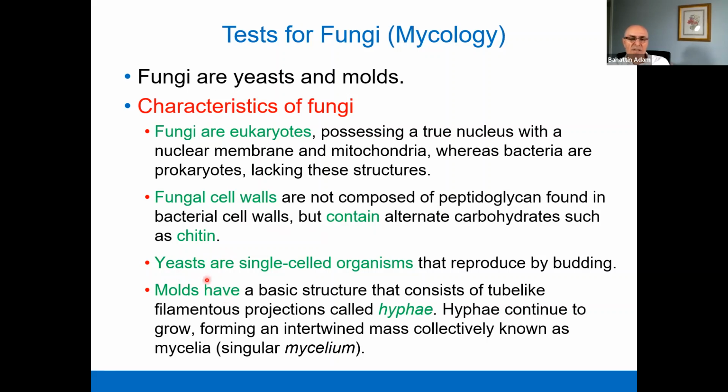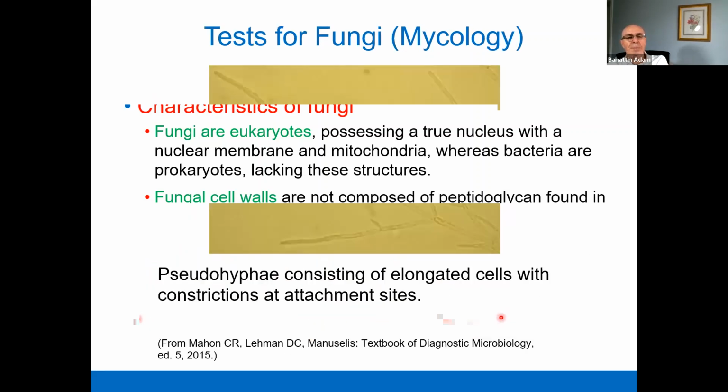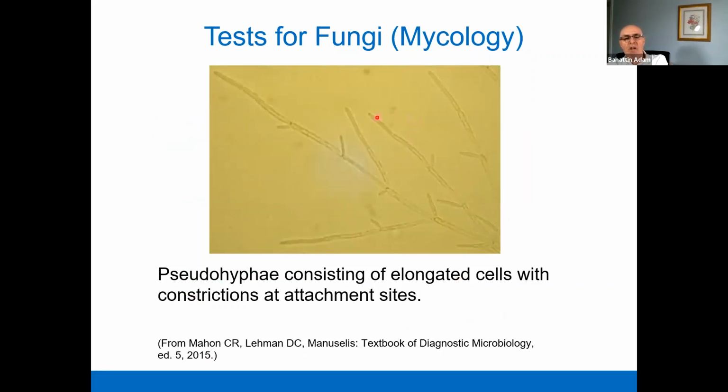Okay, yeasts are single-celled organisms that reproduce by budding, and molds have a basic structure that consists of tube-like filamentous projections called hyphae. Now I am going to show you hyphae here. A pseudohypha consists of elongated cells with constrictions at the attachment sites here.